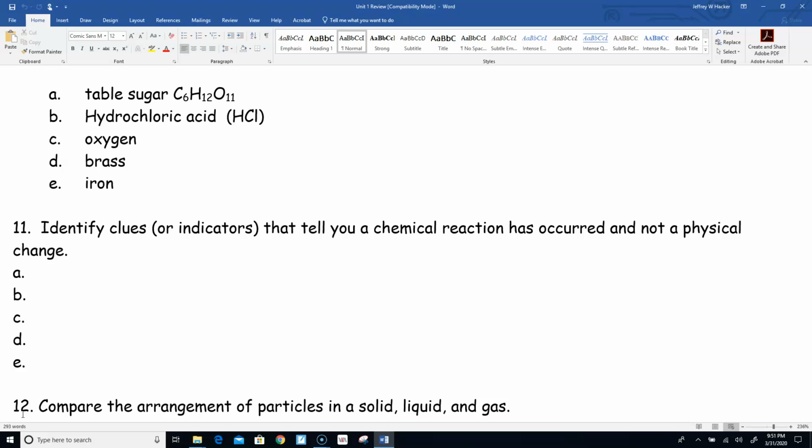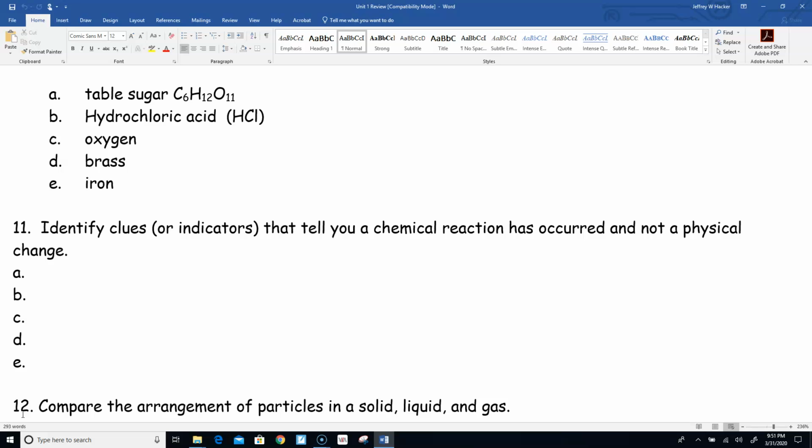And then finally, compare and arrange the particles in a solid, liquid, or gas. Solid, you'll recall, fixed volume, fixed shape, right? All the particles are packed in there tight. They're sitting there kind of vibrating in place. They don't move around. In a liquid, their volume is still fixed, so they're all still packed in real tightly, but they have an indefinite shape. They can glide past one another. They can take the shape of their container.